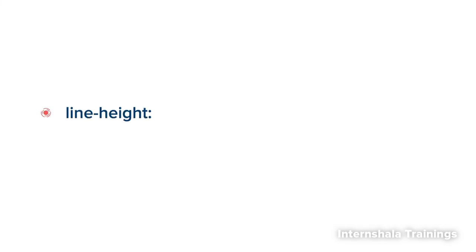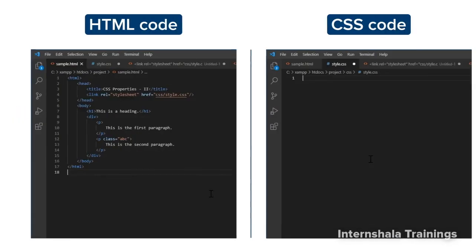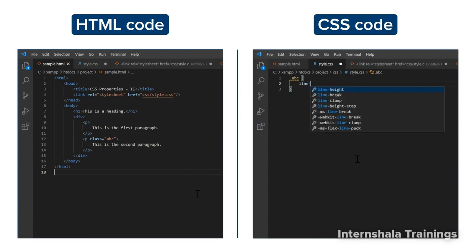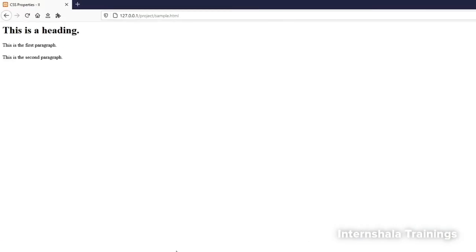The last property which we will be covering in this video and this topic is line height. It is used to specify the height of a text line and to specify its value, we can use any length unit. To understand what we mean by line height, let us take this code as a reference and its output.